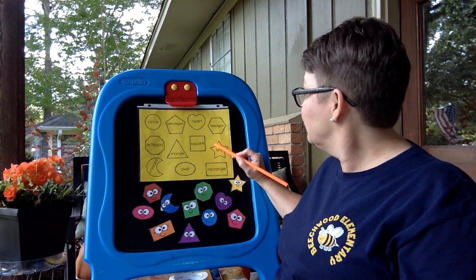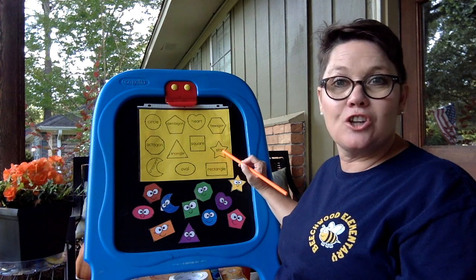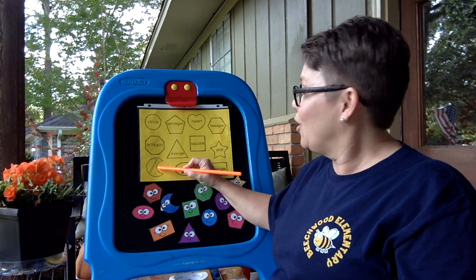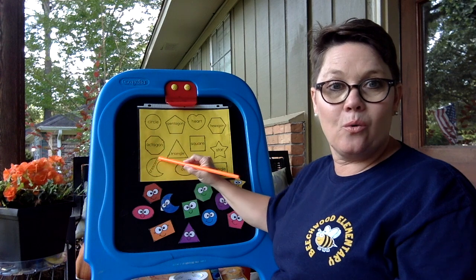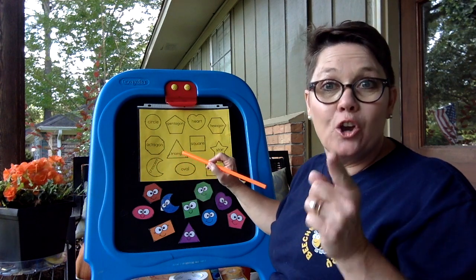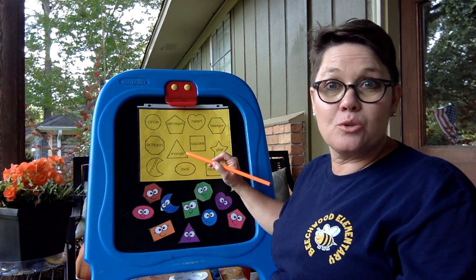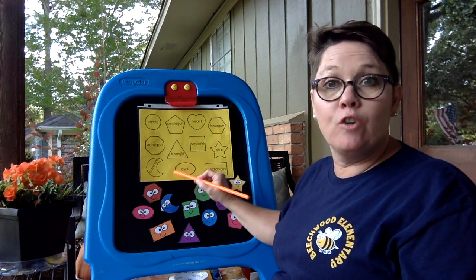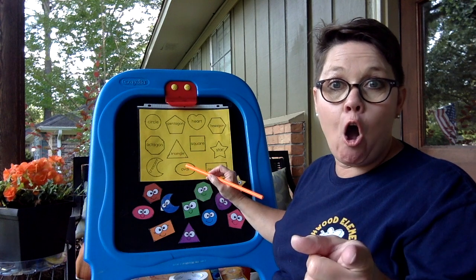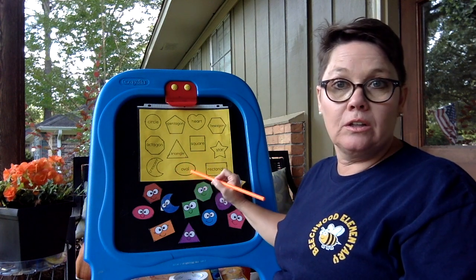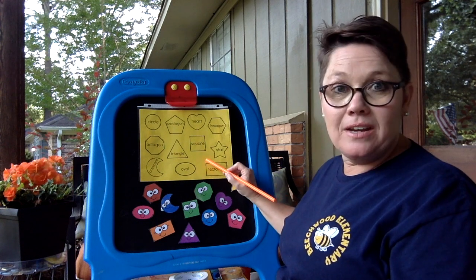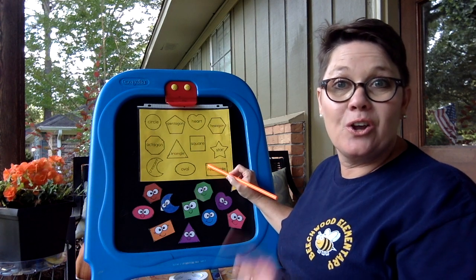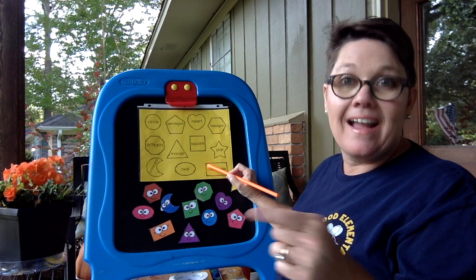A star. Look at that. Wow. Star. You say star. Good job. The next one is a crescent. It is a crescent. You say crescent. Crescent. That's right. That's like a half moon. The next one is an oval. Oval. You say oval. Oval. Good job. The next one and the last one is a rectangle. You say rectangle. Very good.